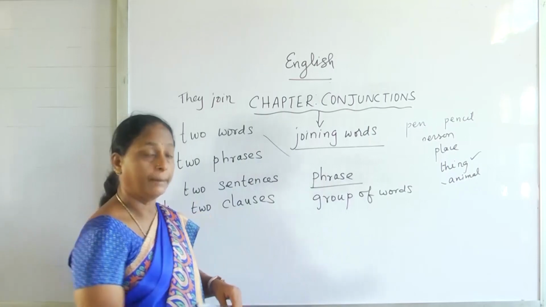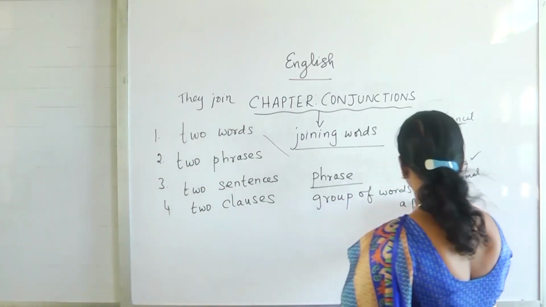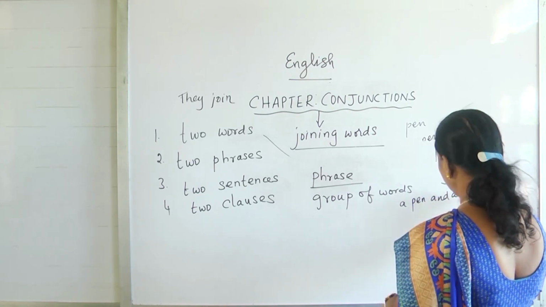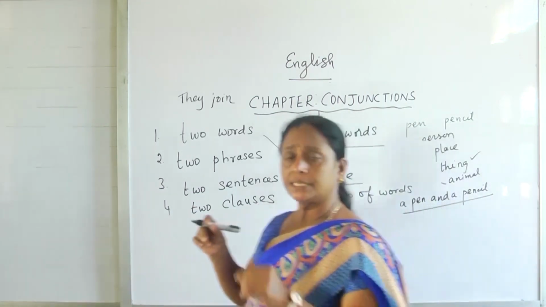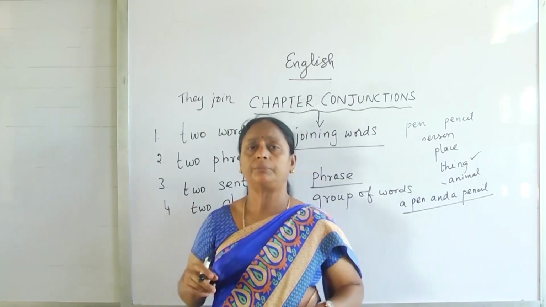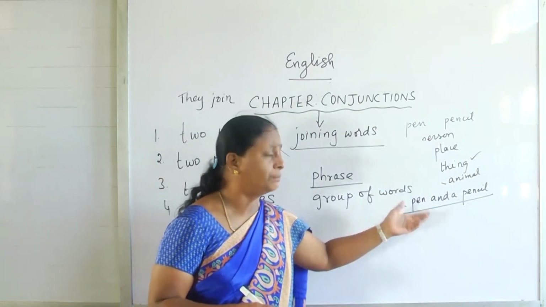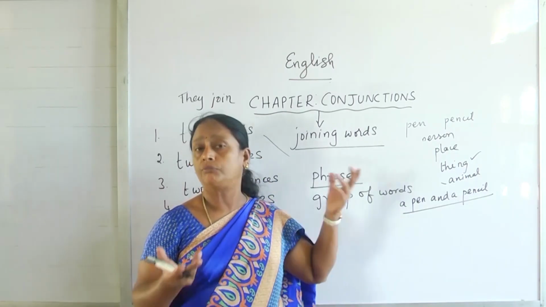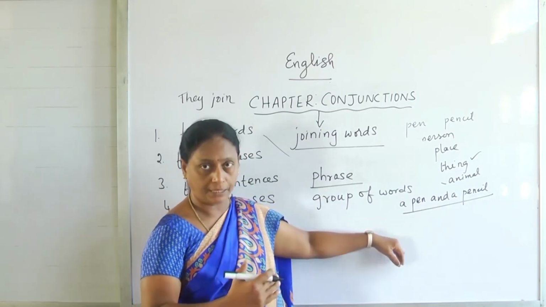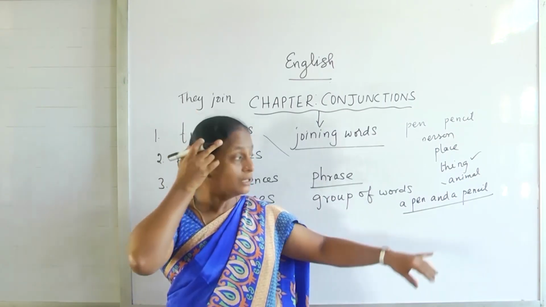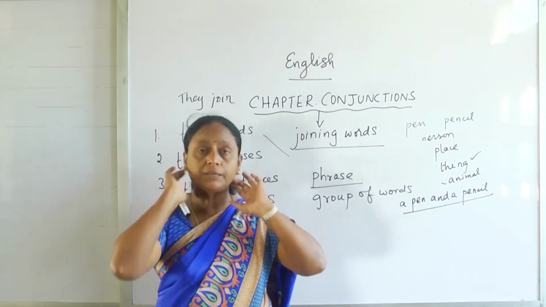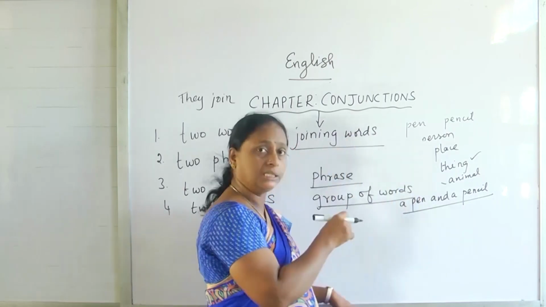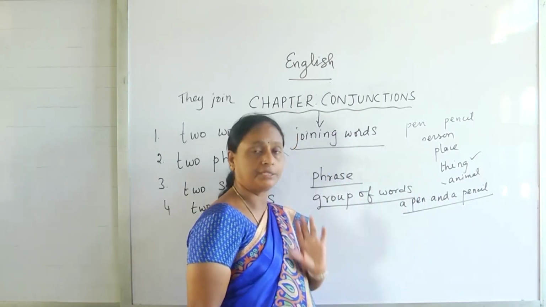See, a pen and a pencil. Now, when you take it as a sentence, it doesn't give a complete meaning. Where is the pen and pencil? We don't know. Who has the pen and pencil? I don't know. What information is given about the pen and pencil? I don't know. So it is a group of words which doesn't give a complete meaning, and that is called a phrase.